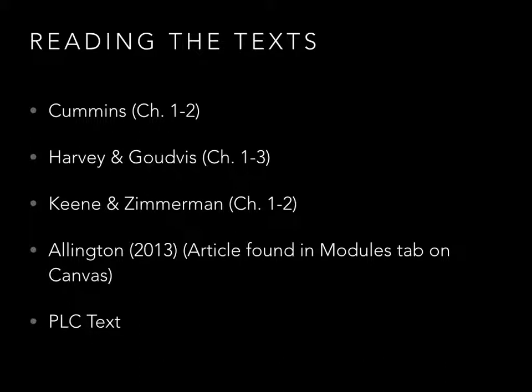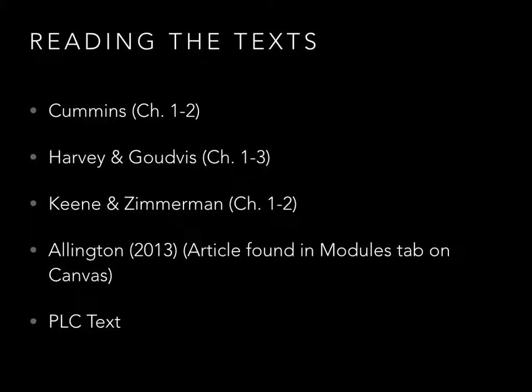So the Cummins book, that is the book on close reading of informational text. You're going to read chapters 1 to 2 of that book. Harvey and Goudvis is Strategies That Work. If you have the older edition, the first edition of that book, I strongly recommend that you purchase the second edition, which is actually the required text for this course. There are just enough updates in that book that I think you'd find the 2007 edition to be helpful. But you'll be reading chapters 1 through 3 in that book.